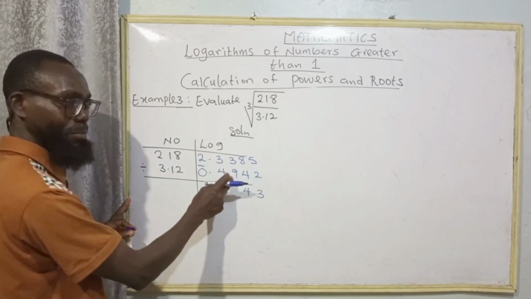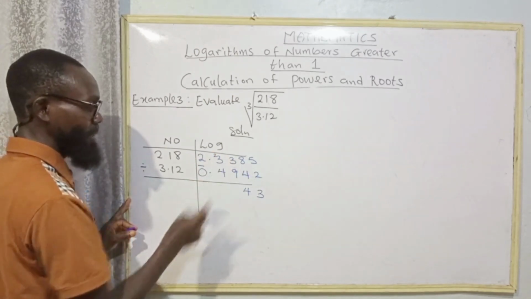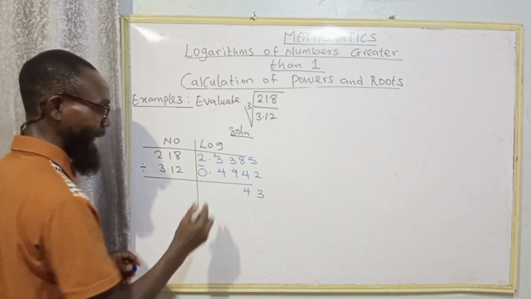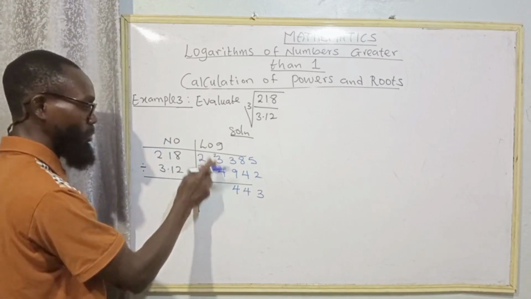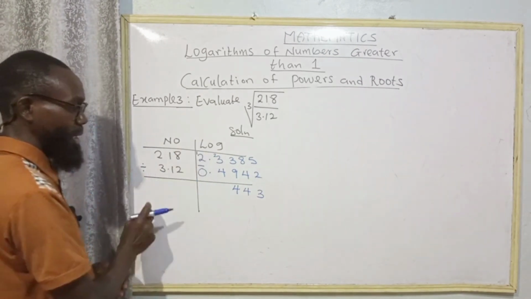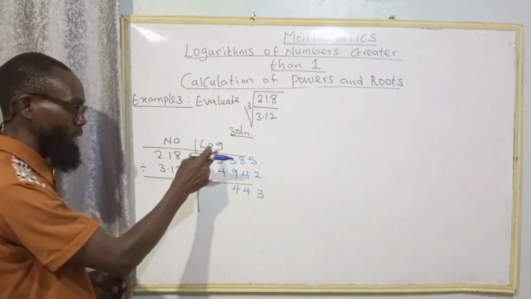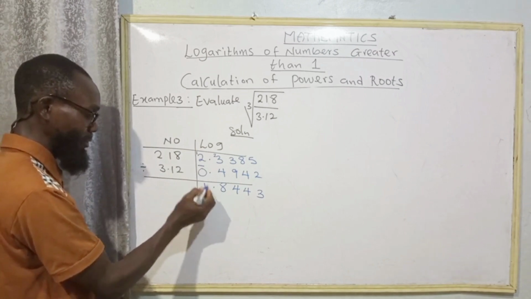3 minus 9 is impossible. Come and put 1 from here. This remains 2. Put the 1 here, making 13. 13 minus 9, so we have 4. This remains 2. 2 minus 4 is impossible as well. Go 1 from here. This remains 1. When you put the 1 you brought here in the front, making 12. 12 minus 4, we have 8. Now the remaining 1 here, take it down.